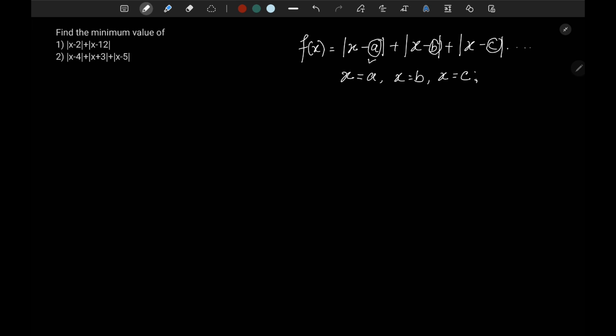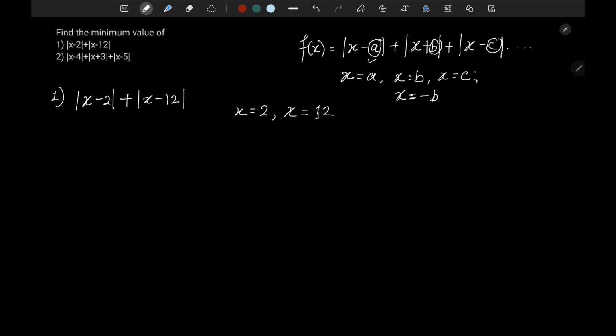Okay, so what if you had x plus b in the place of x minus b? Then your critical point would have been x equal to minus b, right? So let's look at the first question. The first question is modulus of x minus 2 plus modulus of x minus 12. So what are your critical points? Your critical points are x equal to 2 and x equal to 12.